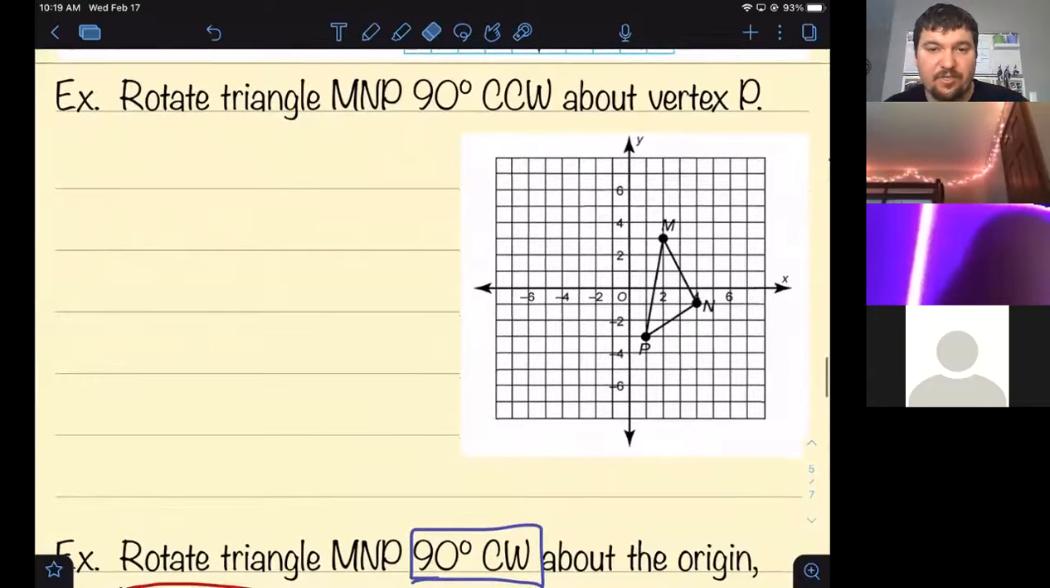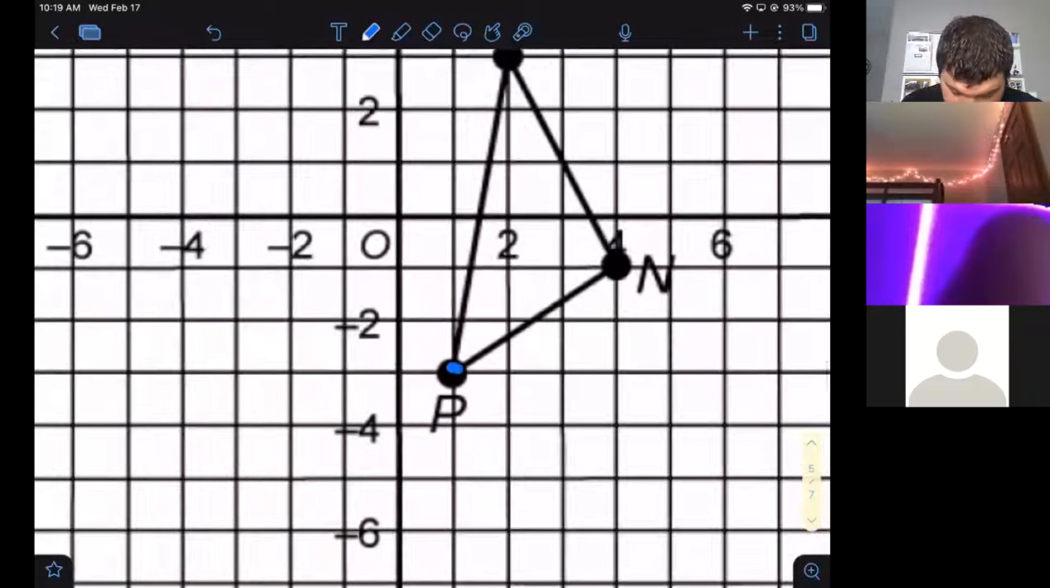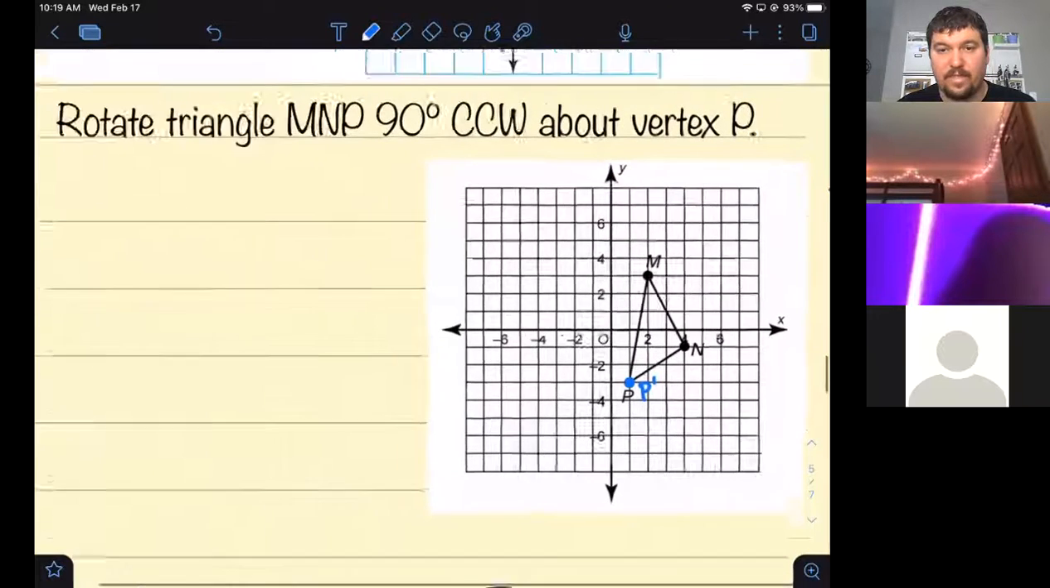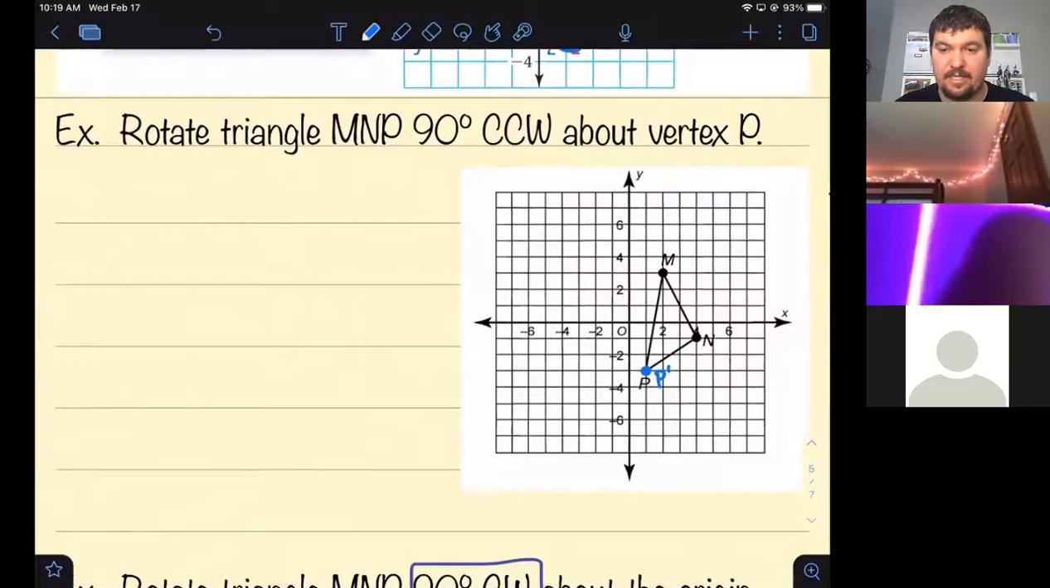We're going to rotate this triangle 90 degrees counterclockwise around vertex P, which means vertex P is going to stay exactly where it is right now and become P prime. Because if we're rotating around that vertex, it is stationary. It is not moving. So I need to rotate counterclockwise, which means I'm going in this direction. So what was in quadrant 1 is now going to be in quadrant 2. And what was in quadrant 4 is now going to be in quadrant 1.